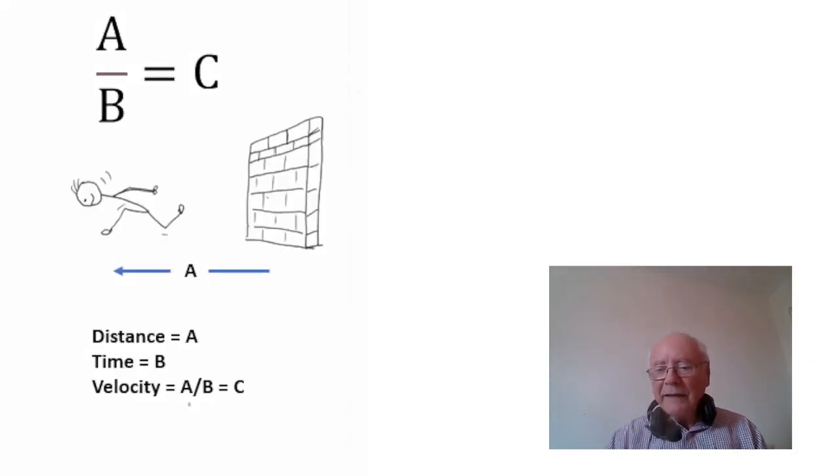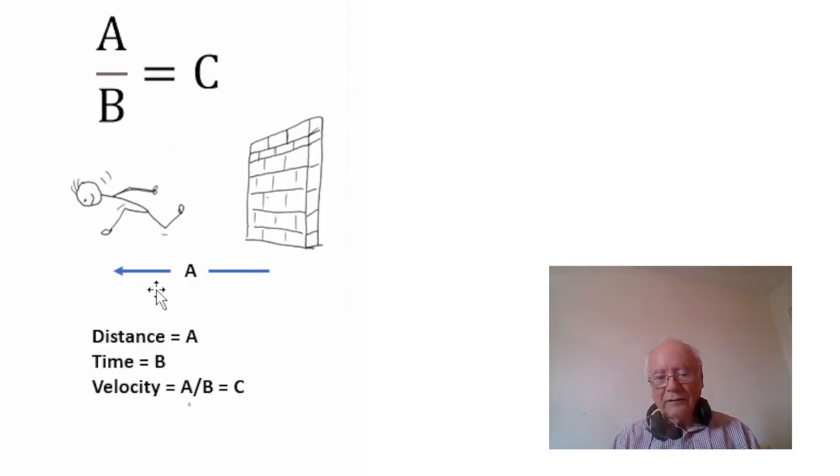Let's make a further description of what A, B, and C are. I'm now going to say, guess what? A, B, and C, not only are they numbers, but they represent physical properties. Physical properties that we can measure. So for example, A is a distance, in this case, the distance that this stick man, that I've very poorly drawn, is running away from this brick wall.